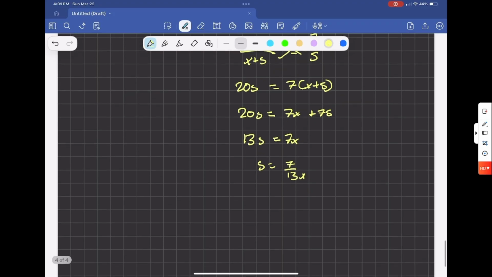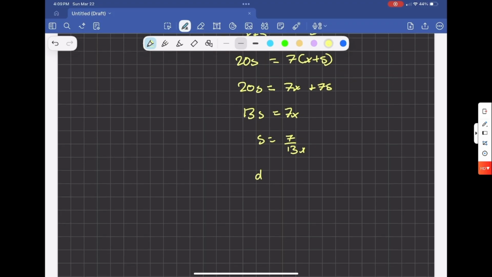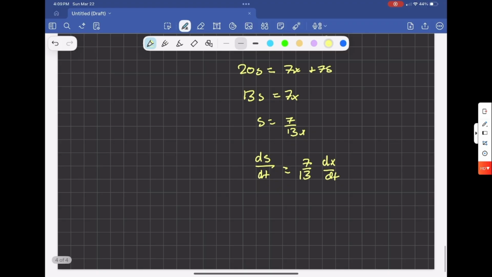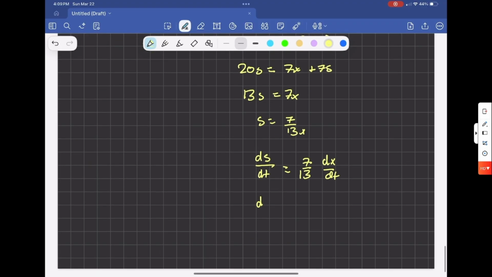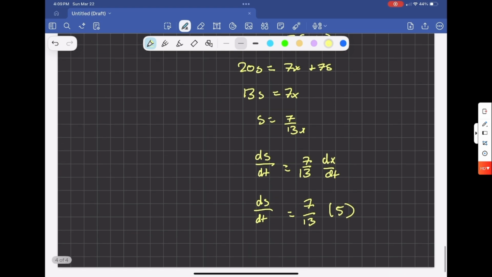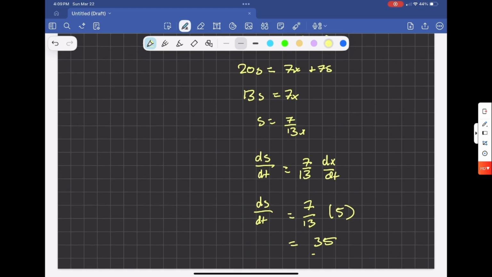Once we get to this point, we can differentiate, so we get ds over dt equals 7/13 dx over dt, in which now we just plug in our dx dt, which we said was 5. So ds over dt equals 7/13 times 5, which is the same thing as saying 35 over 13. And that is your answer.